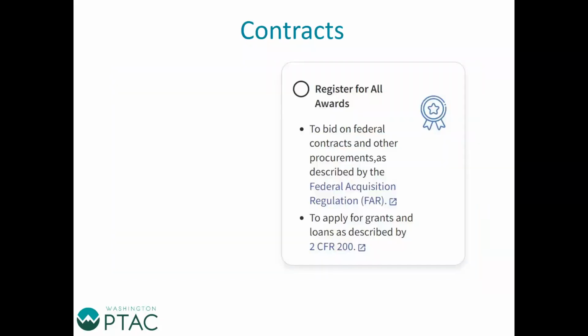The first, the most complicated option, is if you are interested in federal contracts. Again, I don't know if any of the audience is interested in this, but if you are, if you want to sell products or services to any federal agency, you will choose this option. In order to get awarded a contract, as opposed to a grant, you will need to register in SAM under this option.